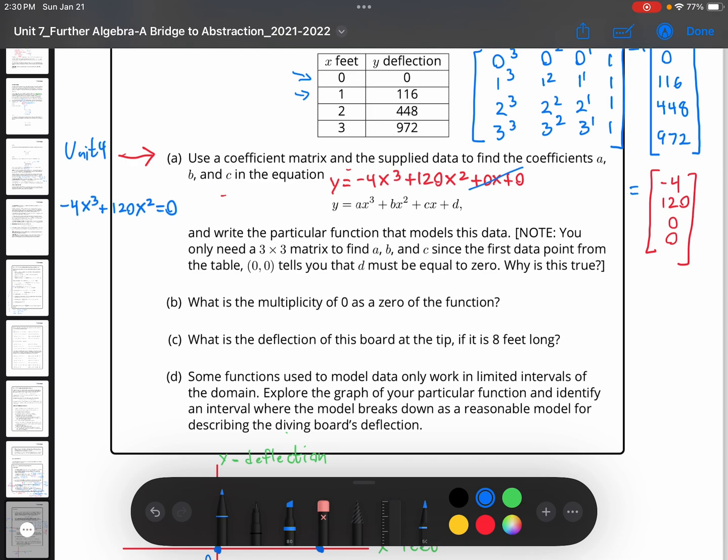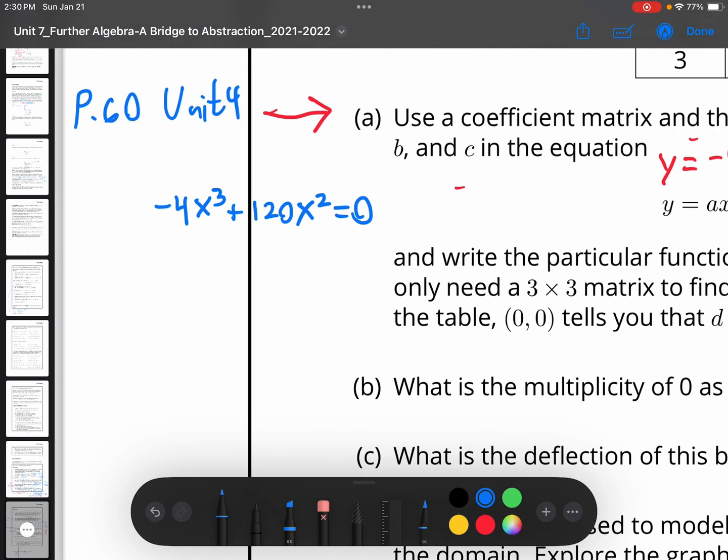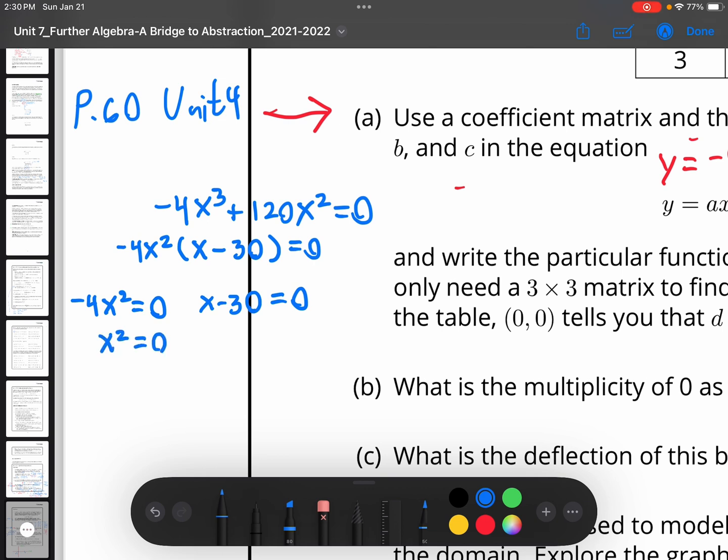Look at this one, it's not bad at all. We can find the greatest common factor here, which in this case would be -4x squared, and that would leave me with x minus 30. And I would set each factor equal to 0. This factor is equal to 0. This factor is equal to 0. Now this one, if I divide both sides by -4, I still get 0. That one's easier.